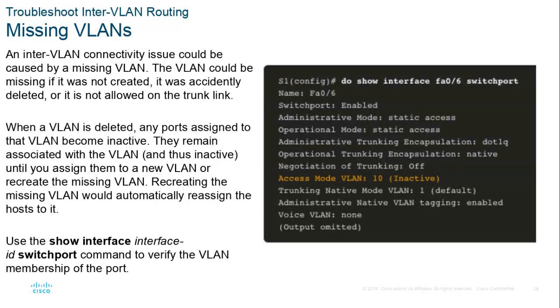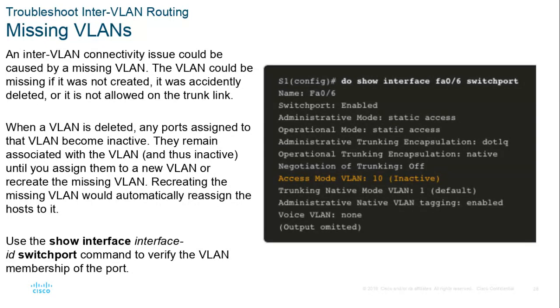If a VLAN happens to be accidentally deleted, any ports that were assigned to it sort of go into this no man's land. They're still associated with that VLAN which no longer exists. Now, when you recreate that VLAN, they'll come back. But if you deleted the VLAN, you need to move those host ports, those access ports, over to a VLAN that works, if you intended to delete it.